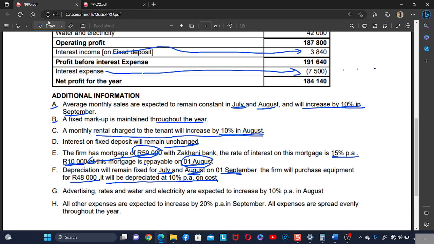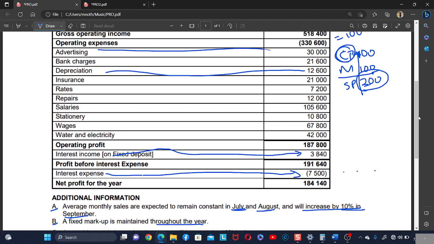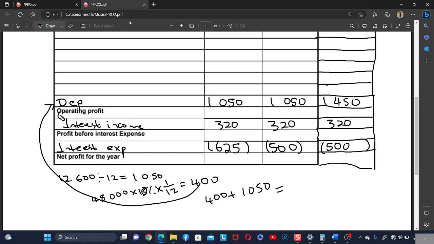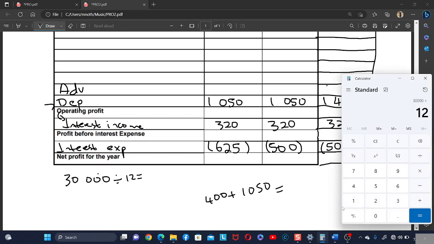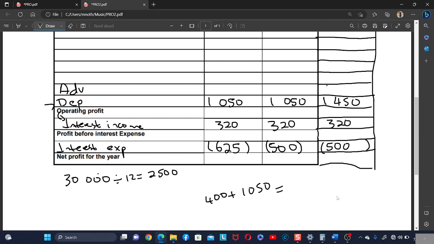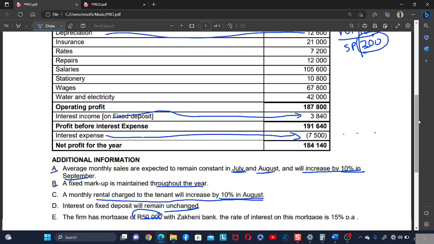And then letter G, advertising, rates, water and electricity are expected to increase by 10% in August. Where is advertising? Advertising is 30,000 in the income statement of the previous year. So divide by 12: 30,000 divided by 12 is 2,500. So the advertising per month is 2,500.